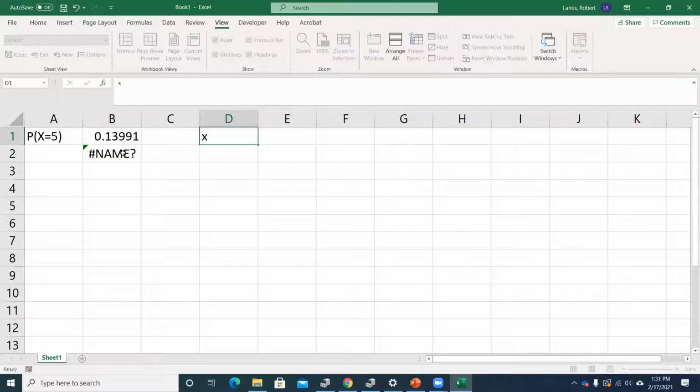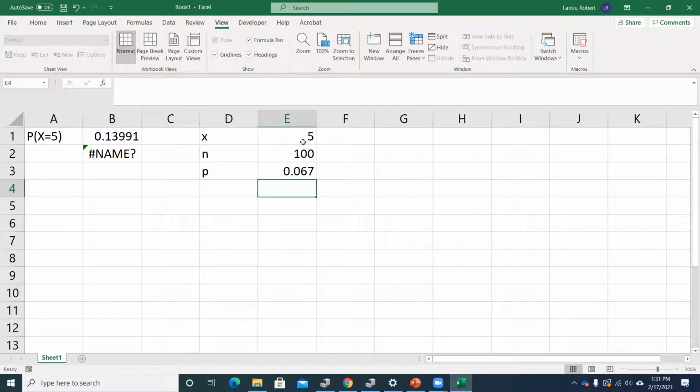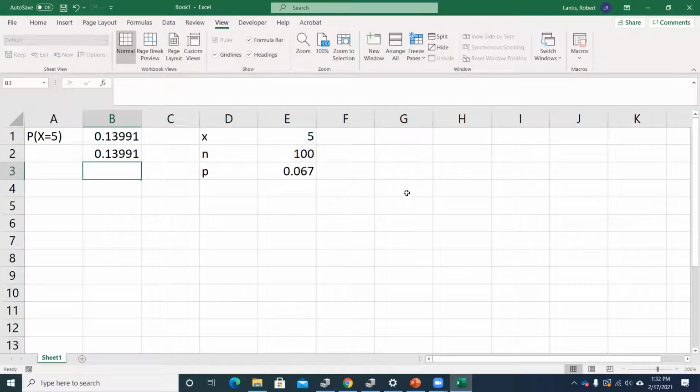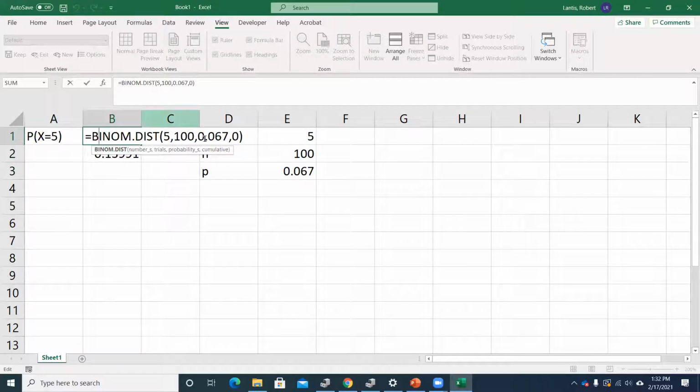So one thing you could do is set this up so that we've got these 3 different things. The x we were interested in, the number of successes, was 5, n was 100, and the probability of success was 0.067. So go back to our general form of this equation. The first thing we tell it, so I'll delete that, is the number of successes we're interested in. The second thing is the number of trials. And the third thing is the probability of success. Now notice, everything is locked into those values.